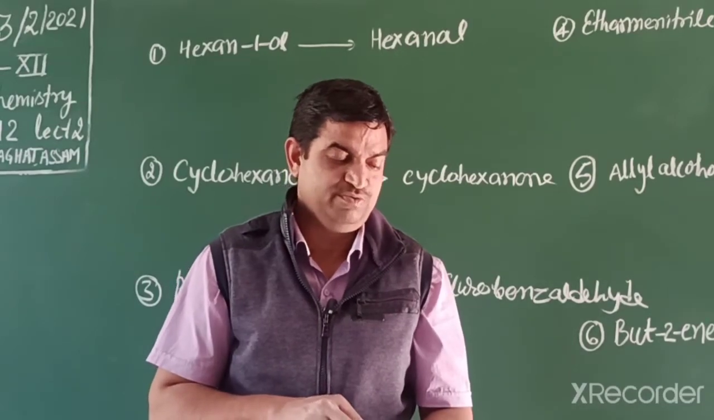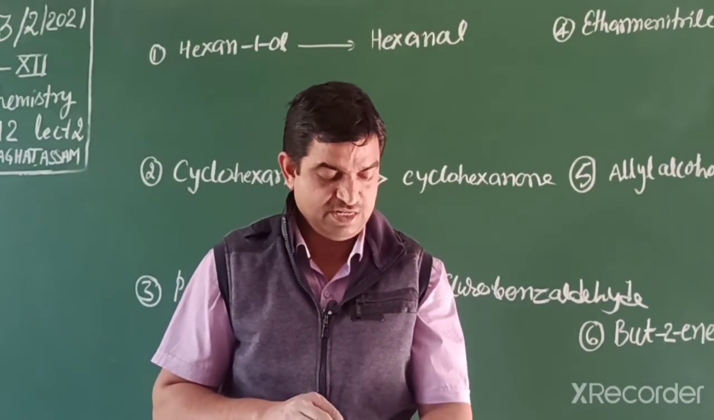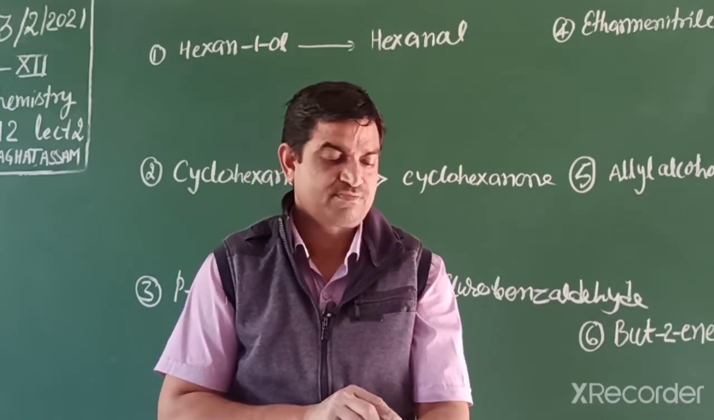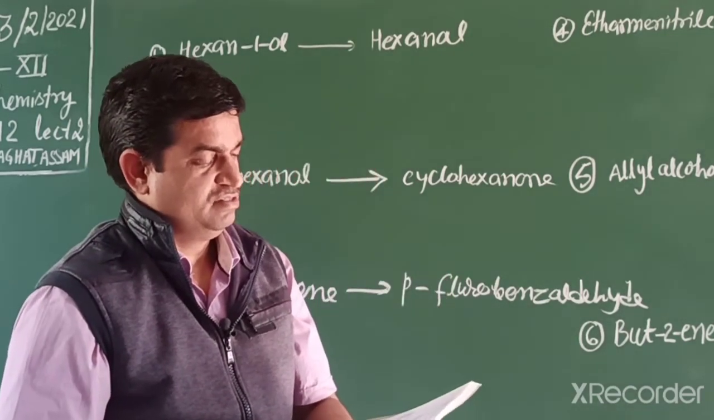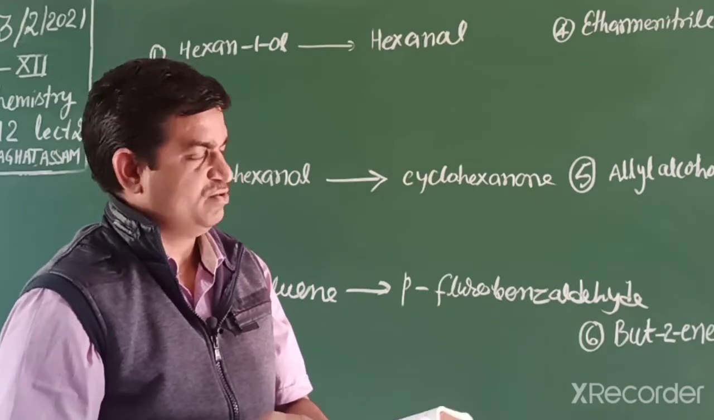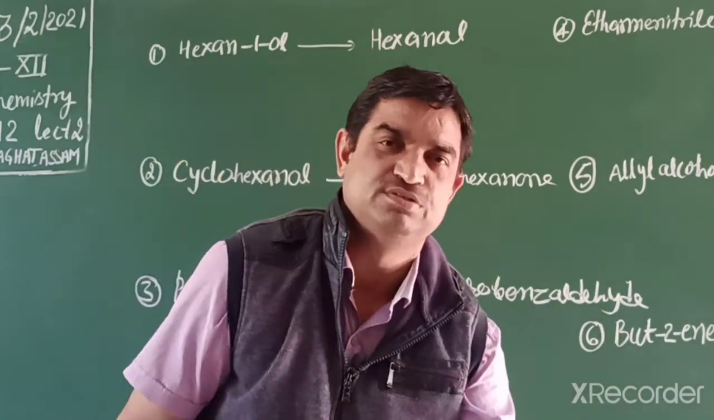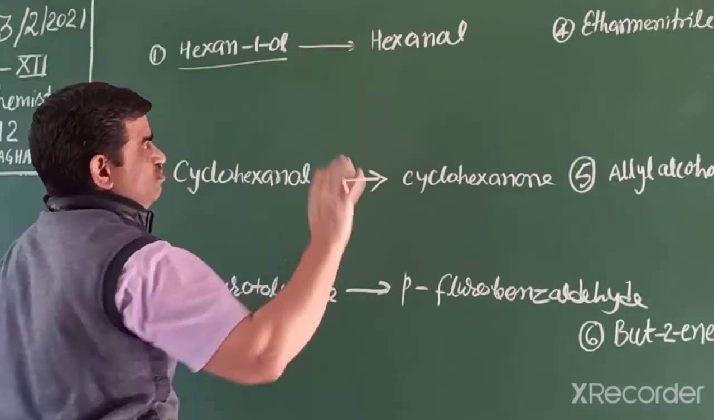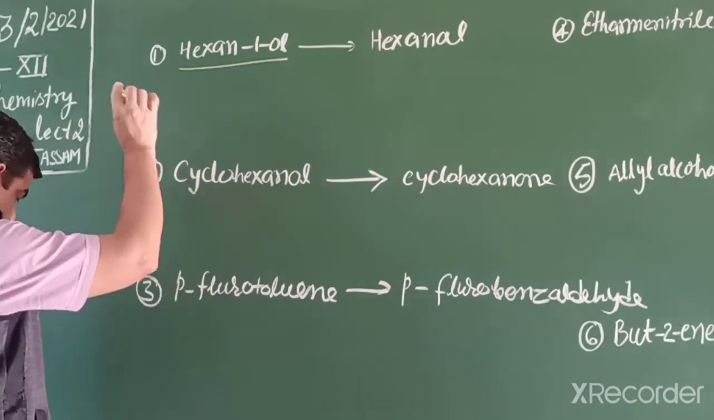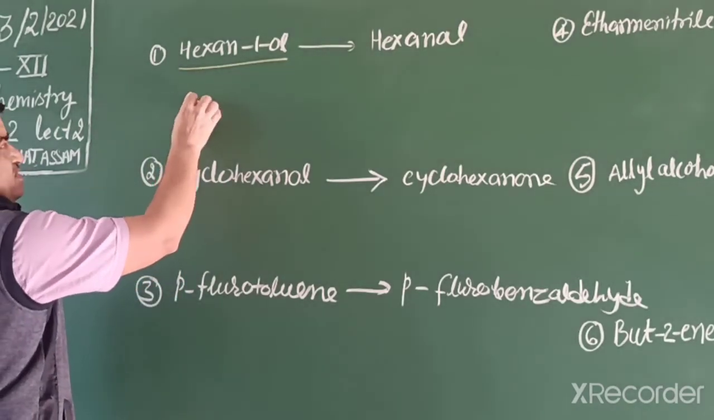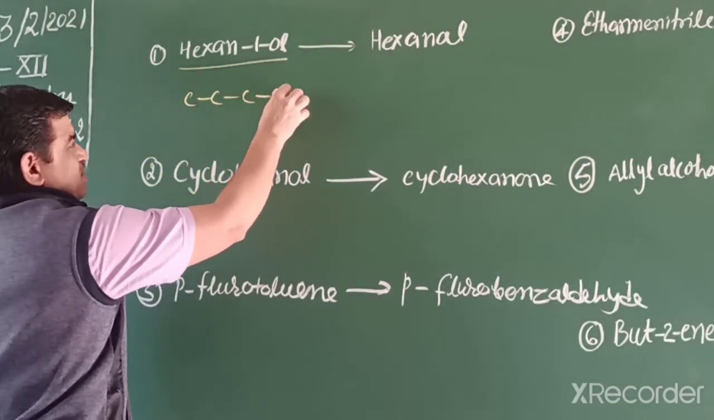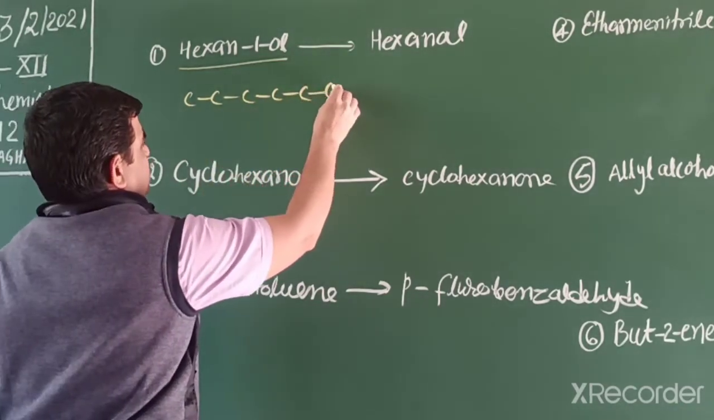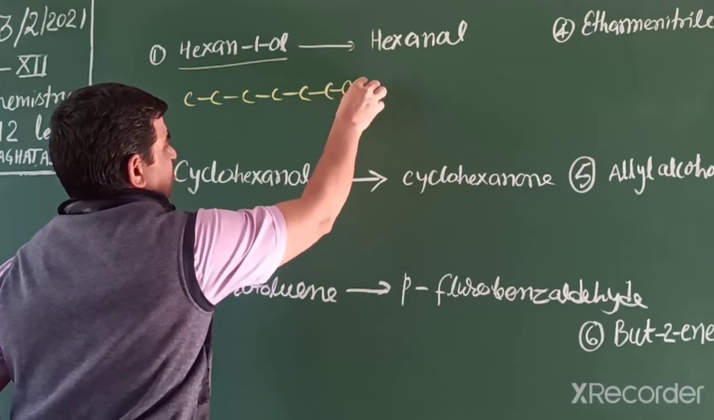Now students, solve a problem given at your page number 356. Different conversions. Give name of the reagent to bring about the following conversions. First one, hexan-1-ol to hexanal. First we write its structure, hexan-1-ol, 6 carbon, and at the first carbon is the alcohol.